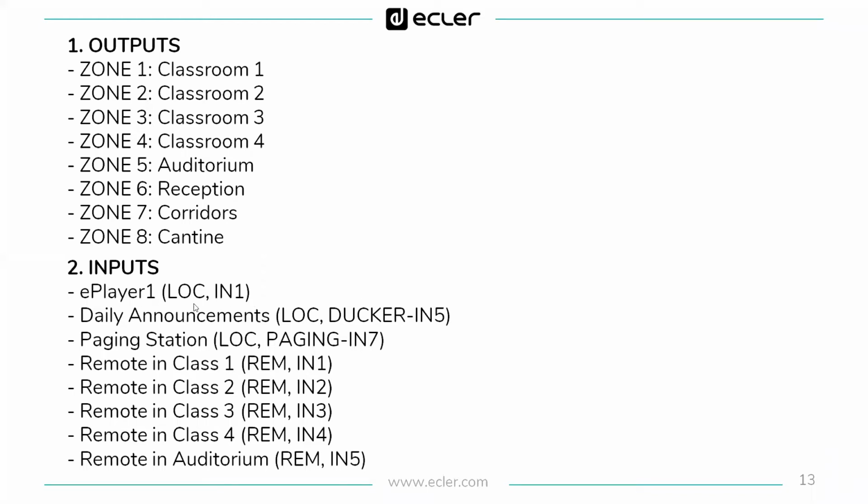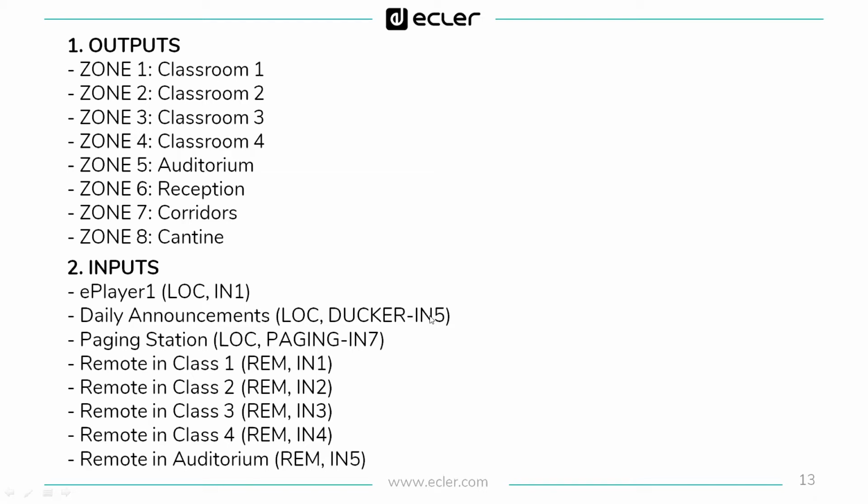Remember that we have an ePlayer for background music. This will be a local input connected to input 1, for example. We have another player for daily announcements, but daily announcements have to go to common areas. And these announcements logically will have priority over the background music. So we will connect it to a priority input, for example, the Docker input number 5.